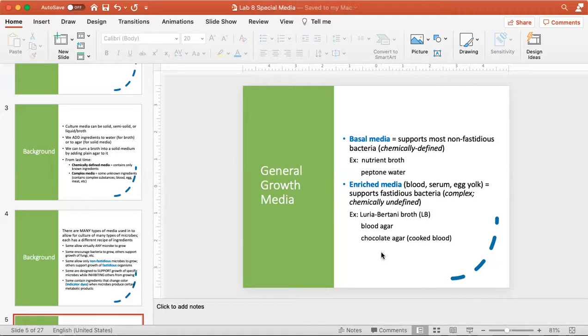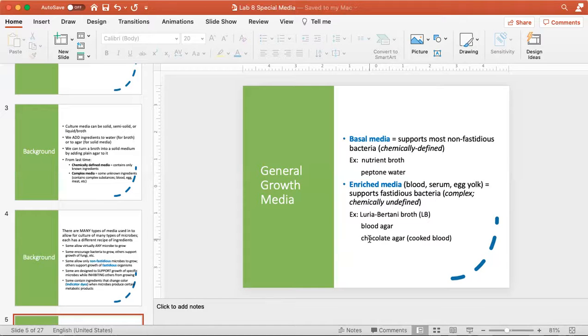Instead, what it contains is cooked blood. So blood that has been heated up so that it starts to change in its character, its chemical character. There are some organisms that will grow better with cooked blood versus raw blood or fresh blood. And of course, when you cook blood, it changes color. It becomes sort of this chocolate brown color. And that's how it got its name.